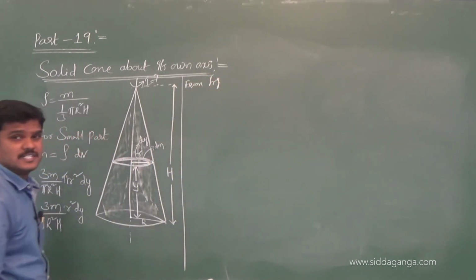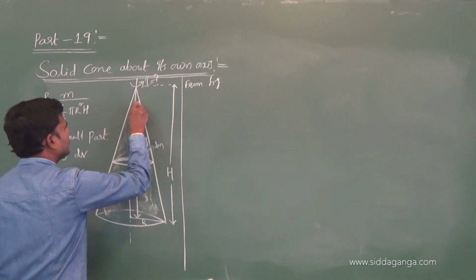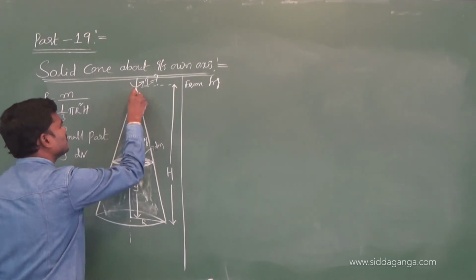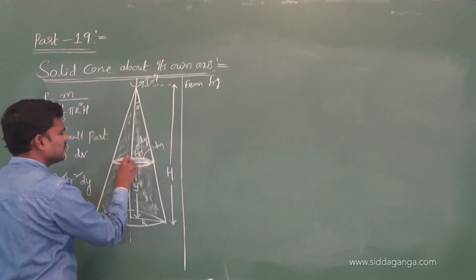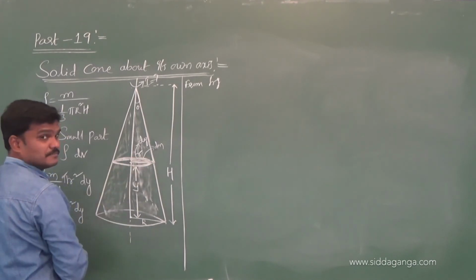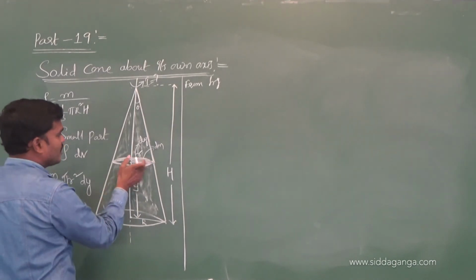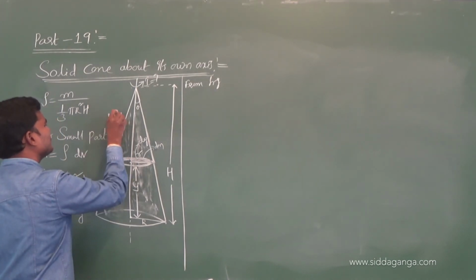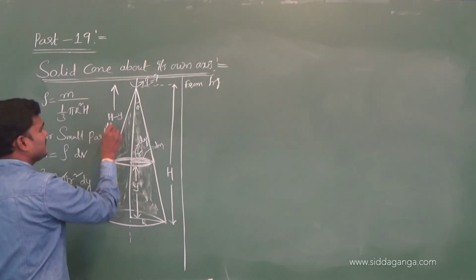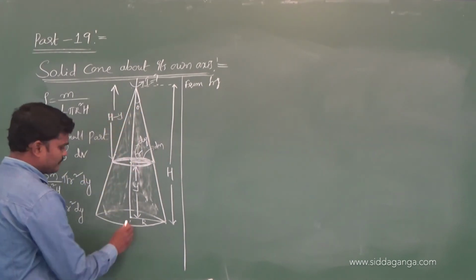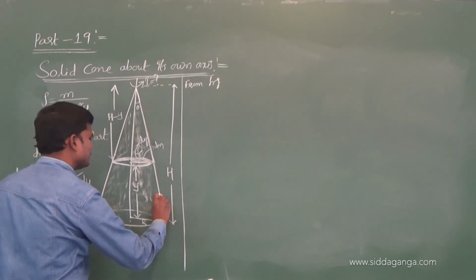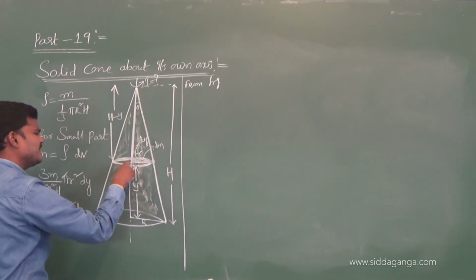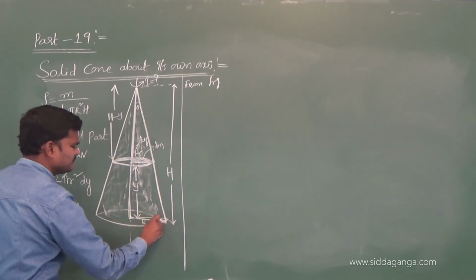Let me use a triangle. If I take some angle theta, I will get one small triangle whose height is small r and whose base side is h minus y. This is h minus y. See the bigger triangle, whose height is h and whose side is capital R.